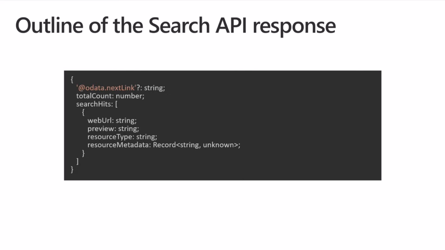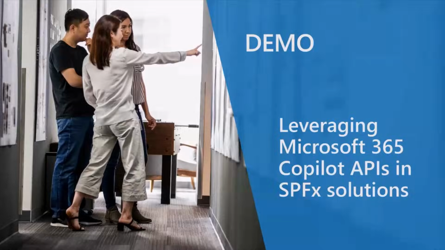And the resource metadata property, which is a record with a string to represent the name of the metadata field, and the other unknown field is the actual value of that specific metadata property in the item. So this is just to give you a better understanding of the API itself. But now let's move to the actual demo and see it first of all in action and then from a code implementation perspective. So let me move here.